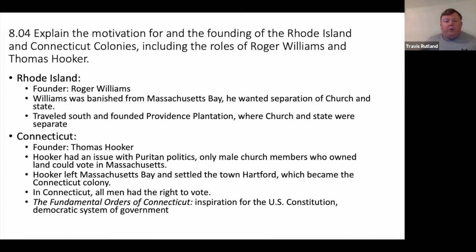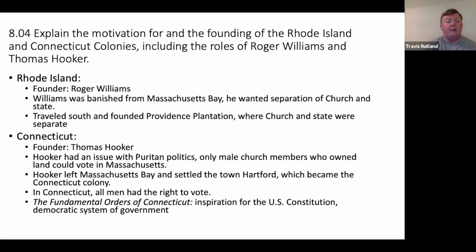Williams was banished from Massachusetts Bay because he wanted a separation of church and state. This is where we get the separation of church and state today. So he traveled south and founded Providence Plantation, where church and state were separate. Okay, so the church couldn't make laws for the government. The government couldn't interfere with the church.